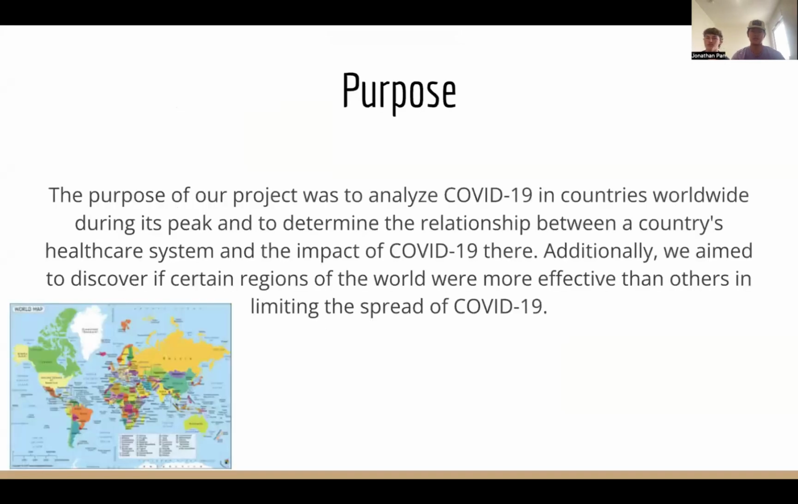The purpose of our project was to analyze COVID-19 in countries worldwide during its peak in 2021 and determine the relationships between a country's healthcare system and the impact COVID-19 had there. Additionally, we aim to discover if certain regions of the world are more effective than others in treatment of COVID-19.